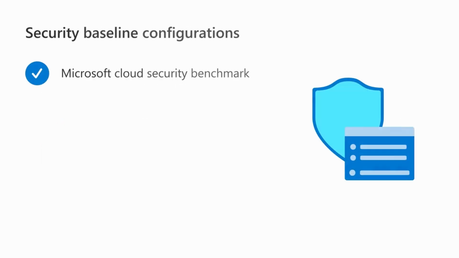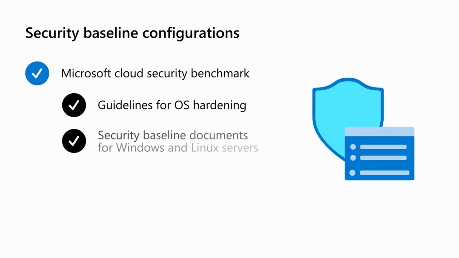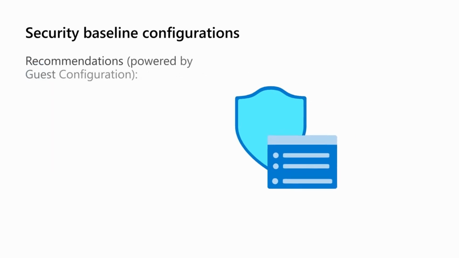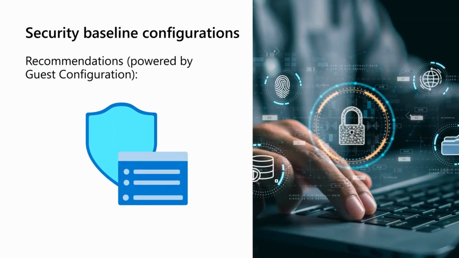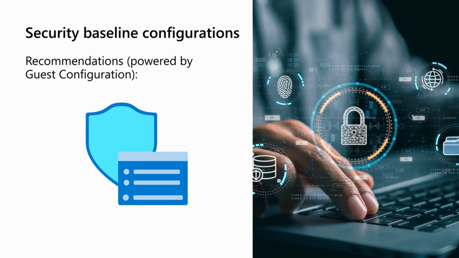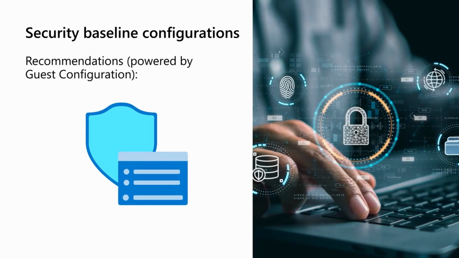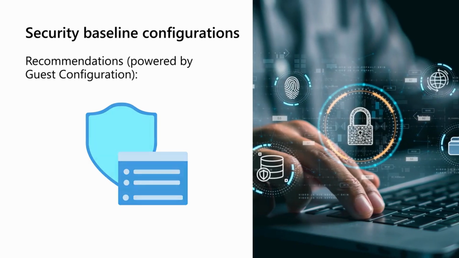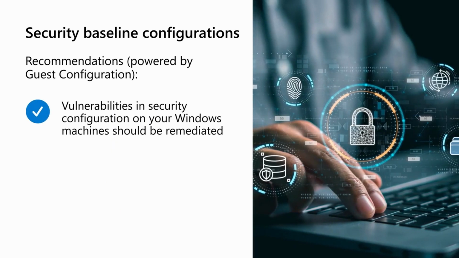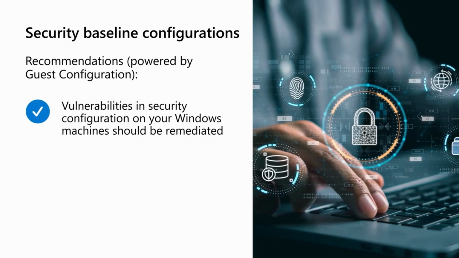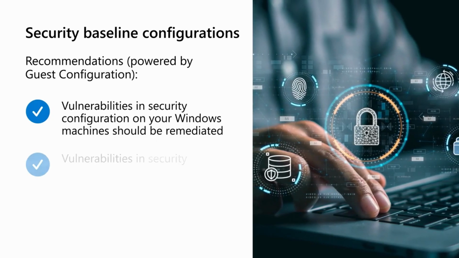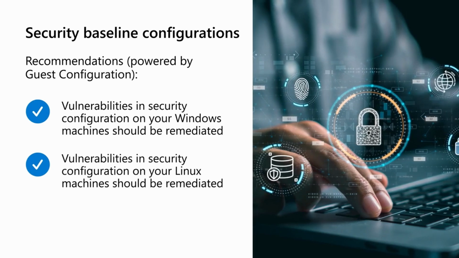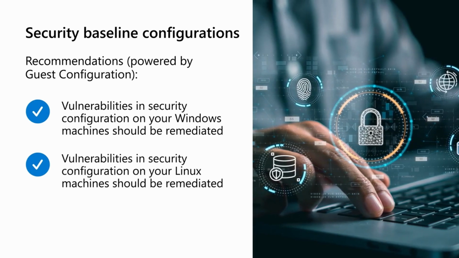Then, you learn that the Microsoft Cloud Security Benchmark has guidelines for OS hardening, which has led to security baseline documents for Windows and Linux servers. Defender for Cloud includes 2 recommendations that use the guest configuration feature of Azure Policy to check whether the configuration of Windows and Linux machines in your environment meets Azure Security Baseline configurations. 1. Vulnerabilities in security configuration on your Windows machines should be remediated, and 2. Vulnerabilities in security configuration on your Linux machines should be remediated.